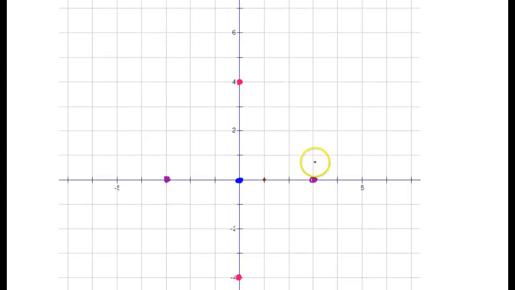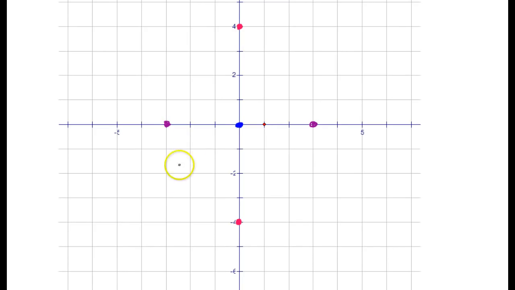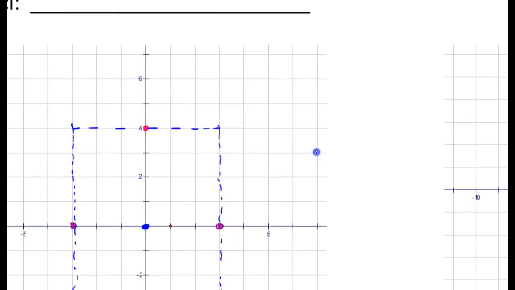Now, the vertices and the covertices will form a rectangle. And let's draw that rectangle as a dotted line, like this. Okay, that rectangle is going to be really important because the diagonals of this rectangle will show me where the asymptotes are. So I'm going to keep track of the slope here from the center to the corner. This is up 4 and over 3.